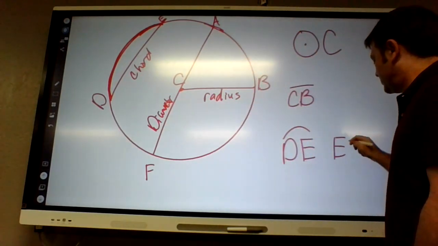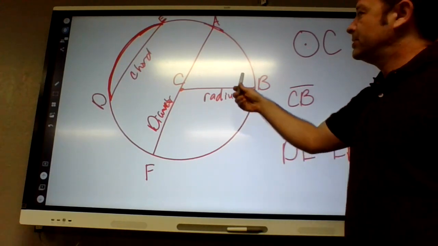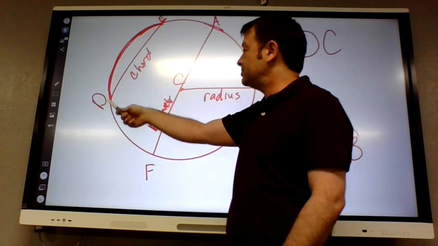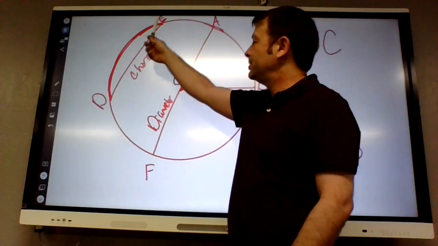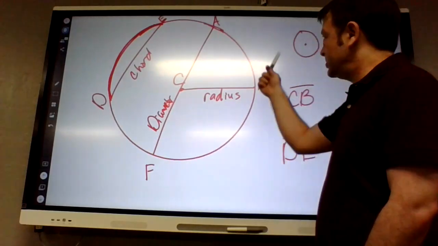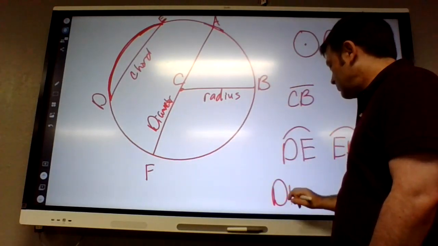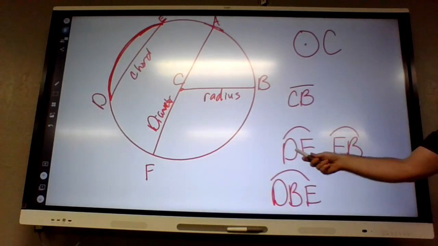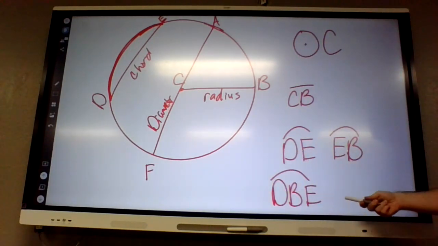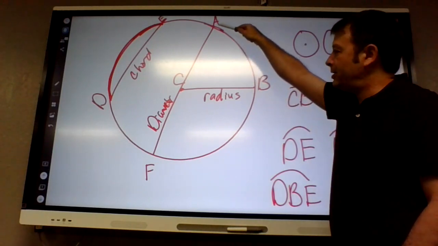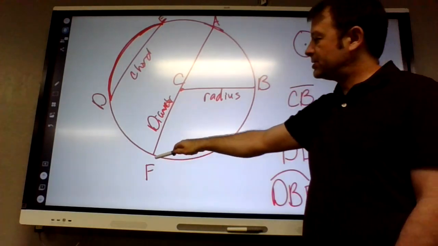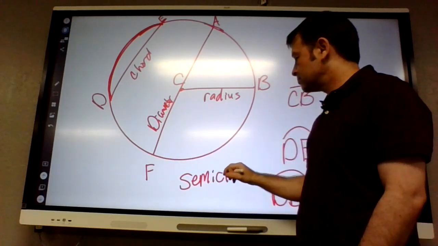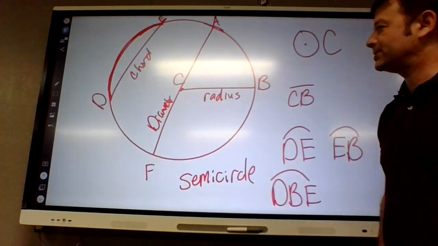Okay, but if you want to talk about an arc that goes the long way around, like instead of DE, if it's like D all the way that way, you'd have to use three letters, like DBE or something. That's called a major arc, and these are just minor arcs. They go the short way, they go the long way. If I say arc ABC, since that's half the circle, that would be called a semicircle. Special arc that's exactly half the circle.